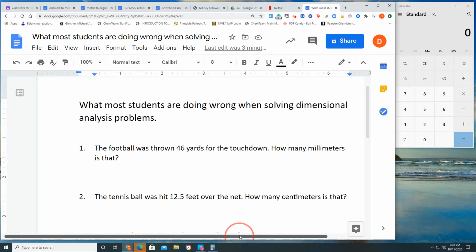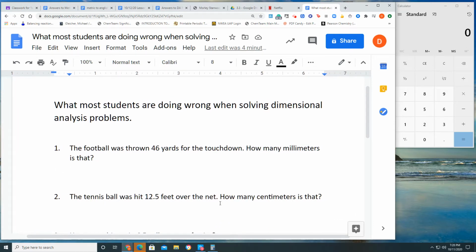Okay. So I took 3 problems and I rearranged a couple of them from the metric to English conversion number 2 worksheet. So I have this one right here. The football was thrown 46 yards for a touchdown. How many millimeters is that? I think the original problem was how many meters was it? So we're going to look and see, okay, we need 2 significant figures. So we're going to put down 2 sig figs.